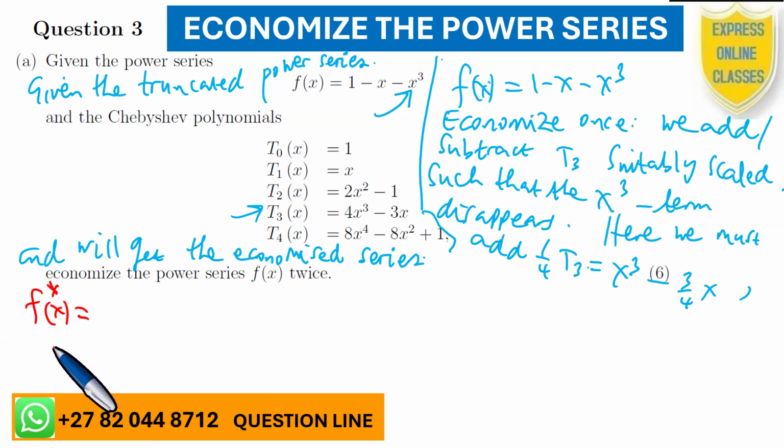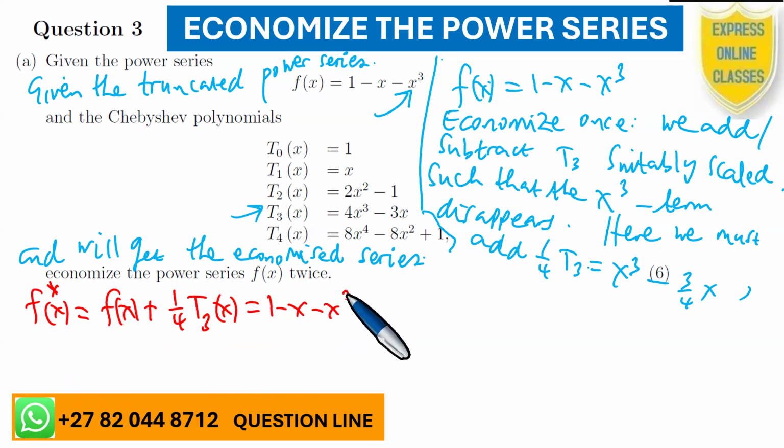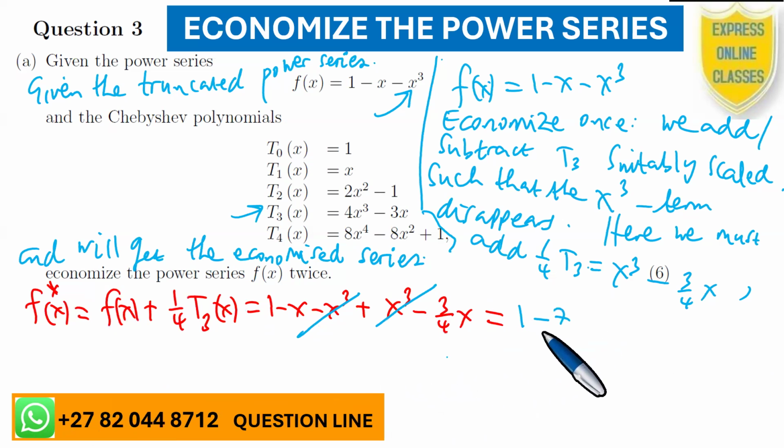F star X, which is F of X plus 1/4 T3X. This F of X is 1 minus X cubed, but you're going to add 1/4 of this, which is X cubed, minus the 1/3 of x. So now this one cancels out. You have minus four, which is -7.